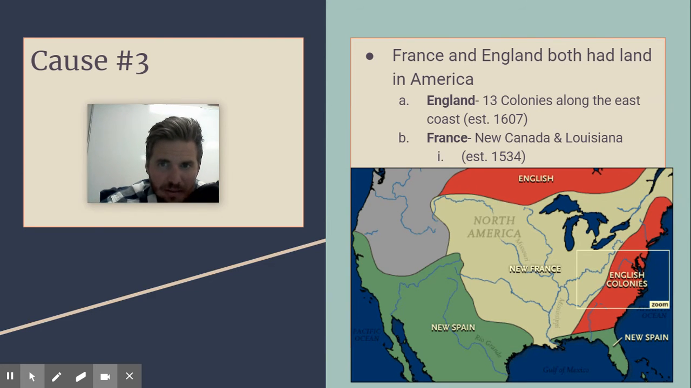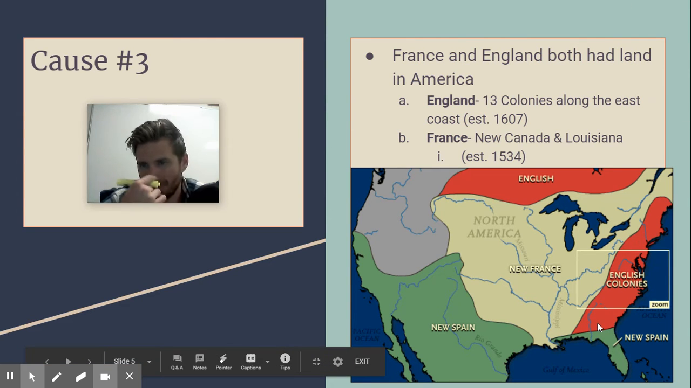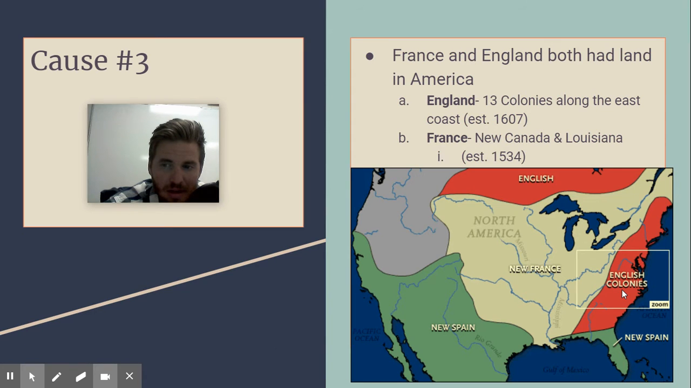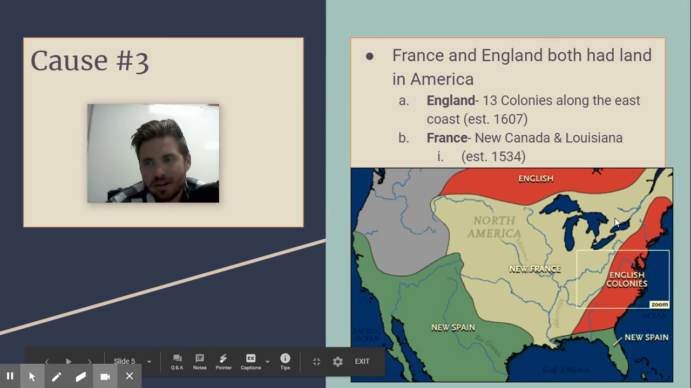France and England both have land in America. Now, we know of the 13 colonies. The 13 English colonies are on the coast right here. Now, North Carolina is right in this area right here. You know the shape of North Carolina. This is not reflecting the shape of North Carolina. There is something in the way. There is something blocking this land of the English from the French.